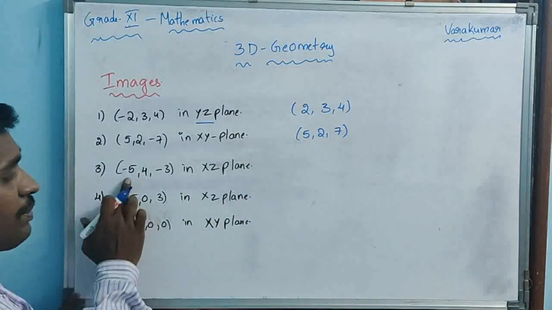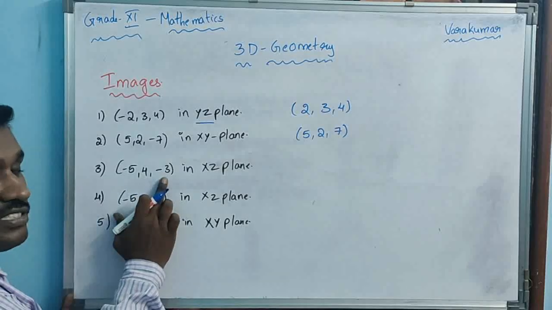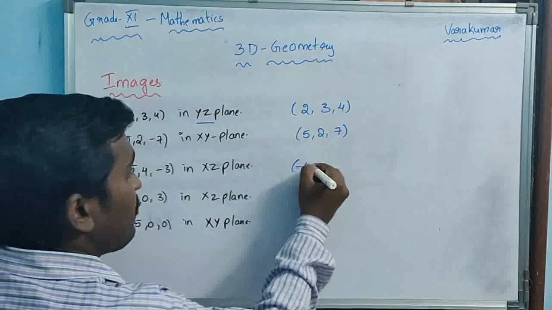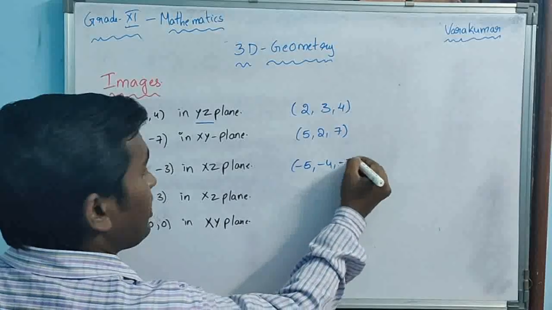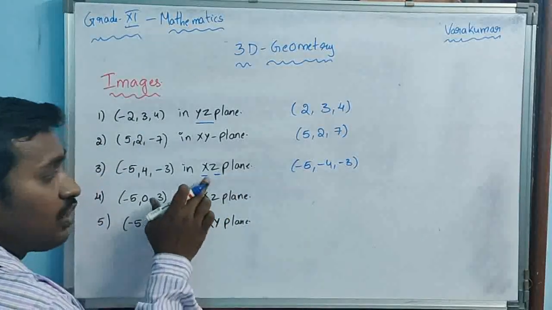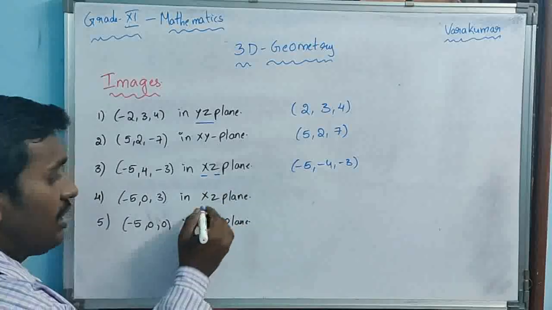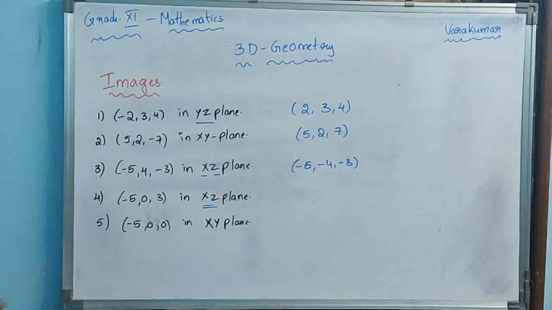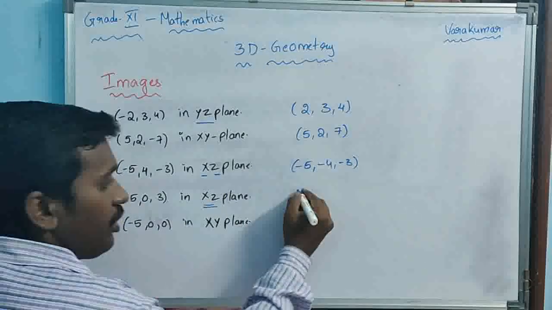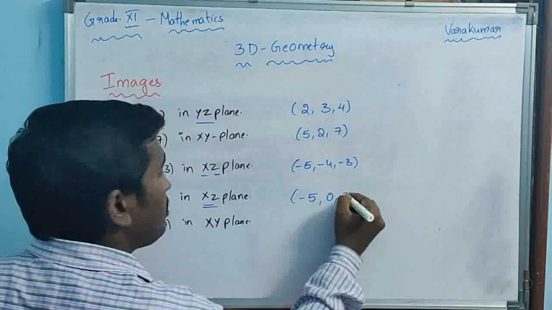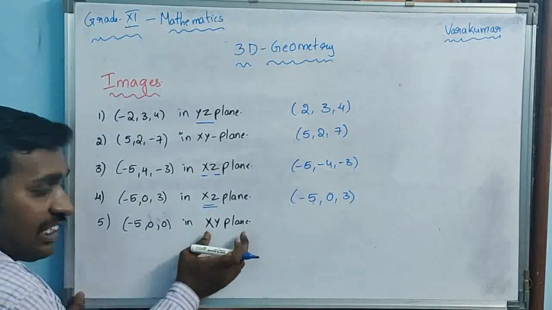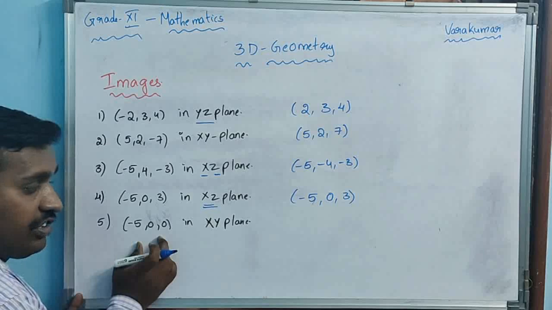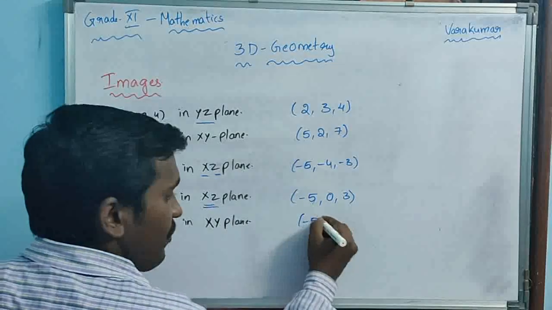Next, xz plane. Now minus 4, minus 5, 4, minus 3. So the y value will change. So minus 5, minus 4, and minus 3. Remember, he said x and z, so only the y value needs to change, x and z will not change. He said xz plane, so only the value of y needs to be changed. Here the y value is already 0, so it won't be changed. So minus 5, 0, 3. And the xy plane, so the z value needs to change, z is already 0, so it is minus 5, 0, 0.